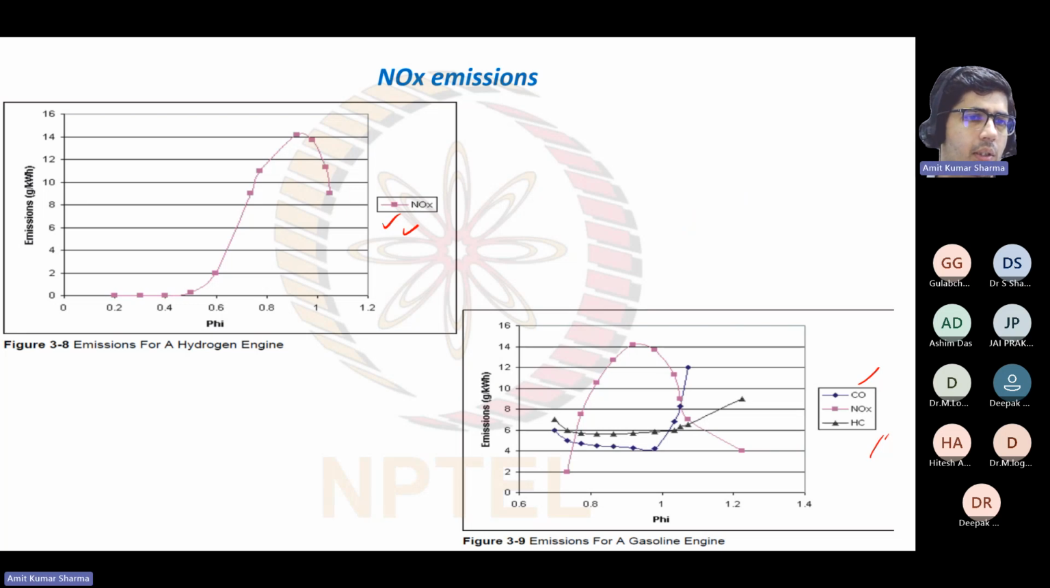You can see that if we are using the lean mixture, we can also limit the NOx emission. At this point, the NOx emission is very low. But we cannot go in this range, 0.6, for the gasoline engine. So we cannot limit the NOx emissions and also the hydrocarbon and CO emissions.